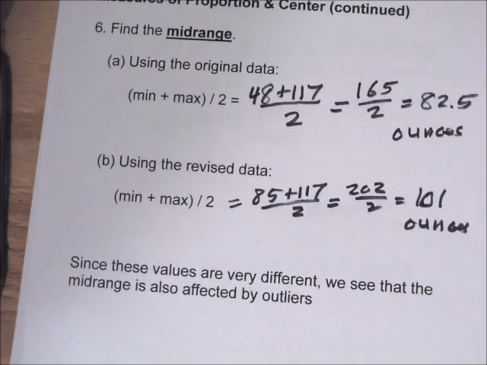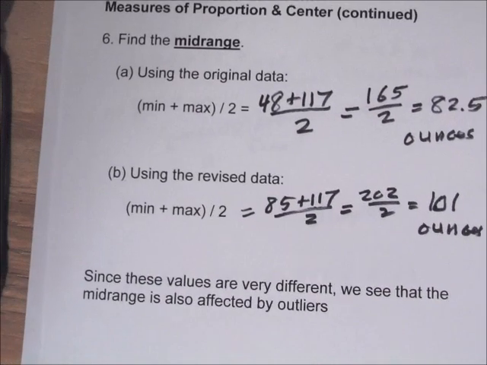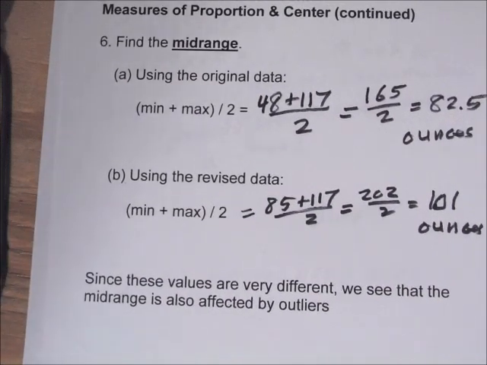The outlier has a big effect on the midrange. So the outlier can have a big effect on either the mode, the midrange, or the mean, but usually it does not affect the median.